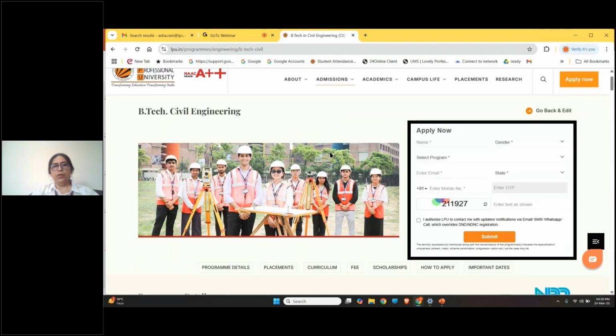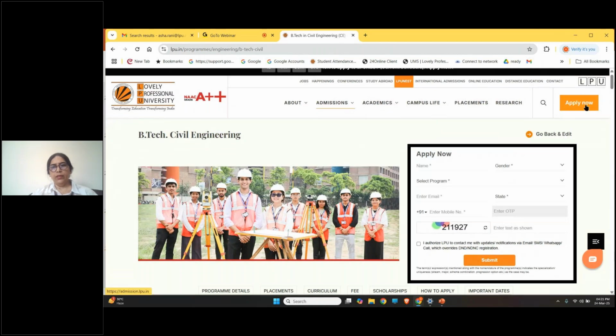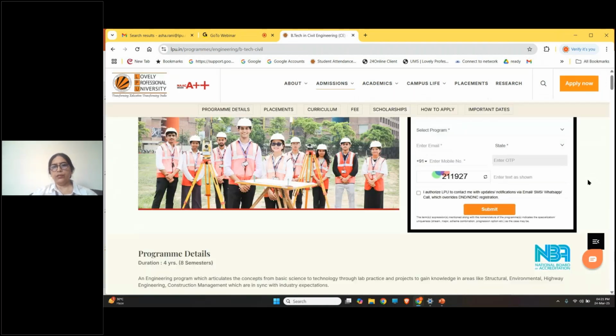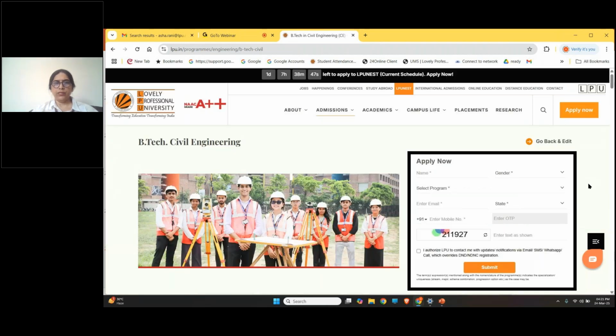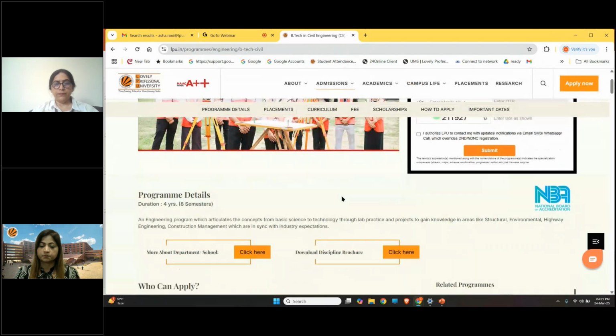If you want to register, you have to click on this Apply Now, fill in this basic information, and you can get registered. After that, you can visit your portal and check your program. You can apply for LPU NEST. Let's first discuss eligibility.